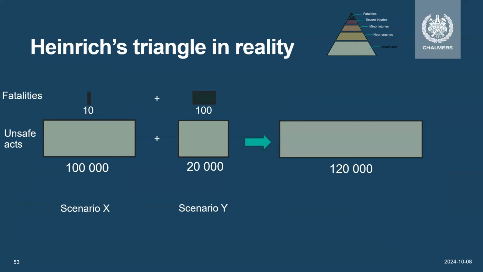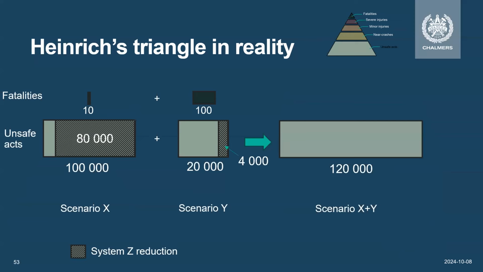We apply our system to that. That means that we get some kind of performance. And let's say that this performance is now an 80% reduction in the number of unsafe acts for scenario X, and a 20% reduction in the other one, the Y. So we have different performance of this system for different scenarios, and that's absolutely possible, right?